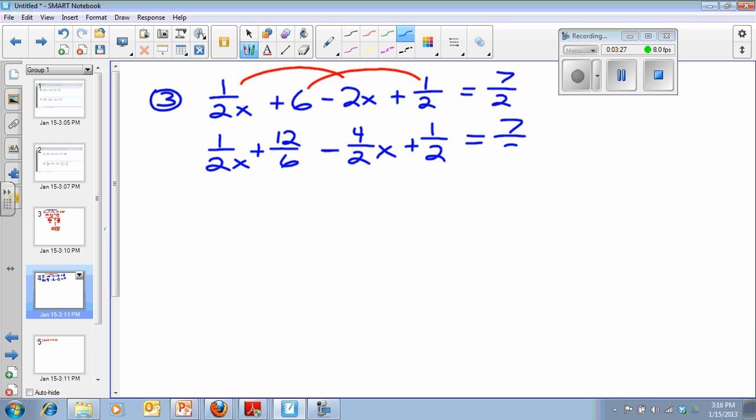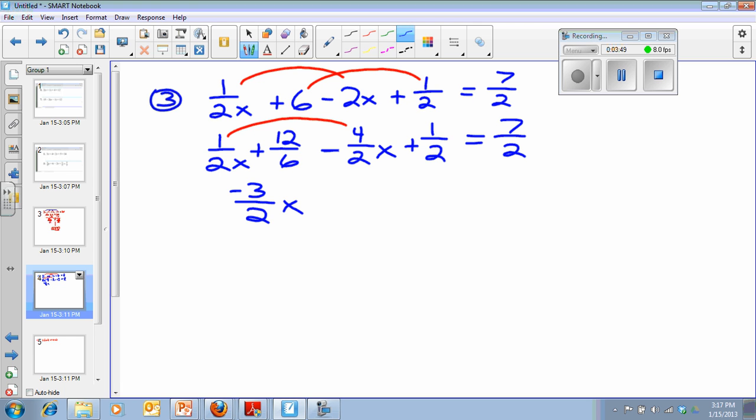And now let's see if we can just do what we've been doing before. Let's combine our like terms. If I put these two together, I'm going to keep the denominator 2. So when I put these together, I have a 2 for a denominator, but a positive 1 and a negative 4 put together is a negative 3. So negative 3 halves x.